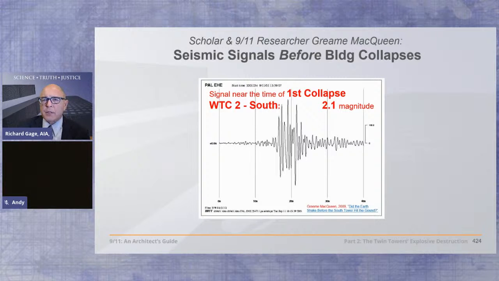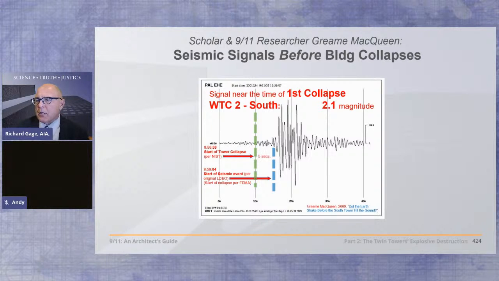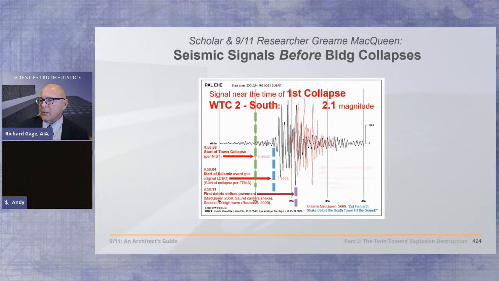So let's go to the South Tower. We have the start of the seismic event at 9:59 and 04 seconds. The start of the tower collapse occurs 5 seconds earlier than that, but its first debris doesn't hit the ground until 7 seconds after that. So how can the collapse of that tower cause that seismic event? Well, NIST has an answer to this. They contract with LDEO and get them to move their data back again 3 seconds.